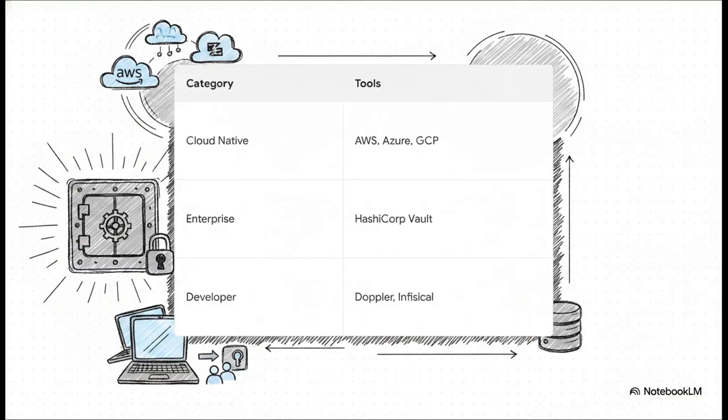Luckily, the ecosystem for managing secrets is incredibly mature. If you need enterprise-grade control, HashiCorp Vault is kind of the gold standard. If you're fully built into a cloud provider, you've got native options like AWS Secrets Manager, Azure Key Vault, or Google Cloud Secret Manager. And if you want something super developer-friendly to get up and running fast, tools like Doppler and InPhysical are fantastic. But honestly, the specific tool you use doesn't matter nearly as much as the habit of using it. Pick one and use it everywhere, beyond your local laptop.